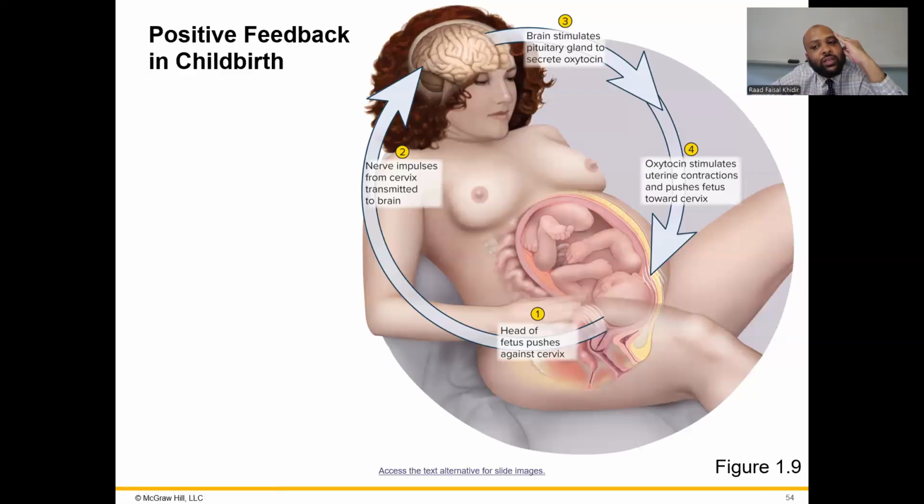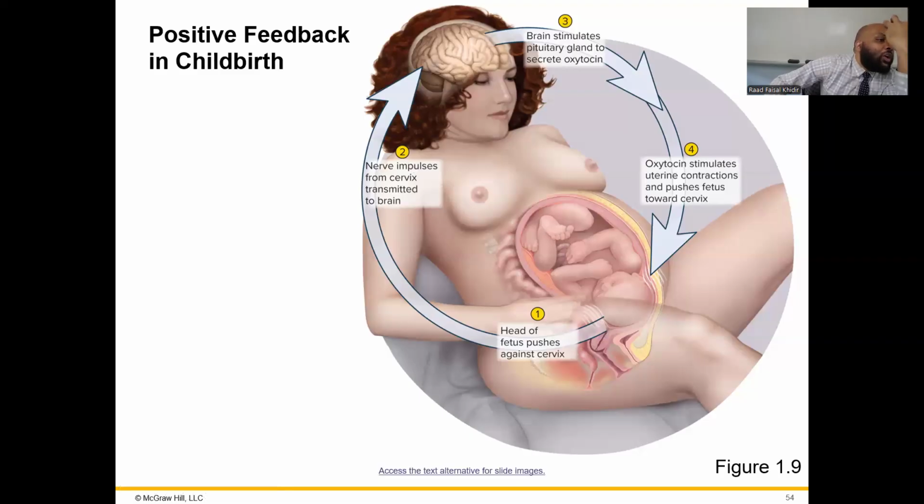So now do you see that this is a positive feedback? Who is the integrator here? Who is the integrator in this loop? I'm sorry? Who's the integrator? I can't hear you. Who's the integrator? Nerve impulse? The hypothalamus, the brain. How are the nerve impulses an integrator?